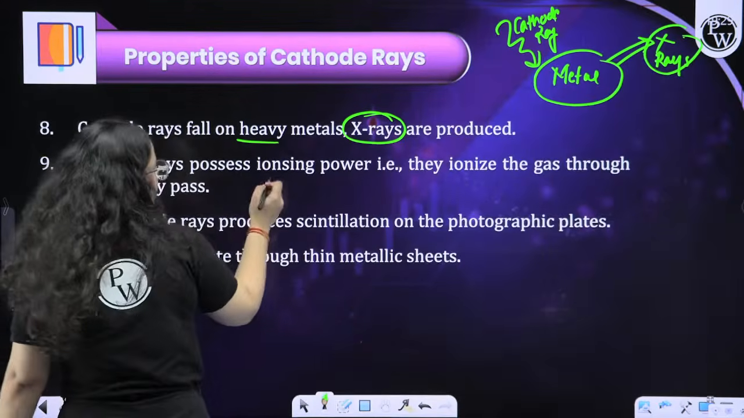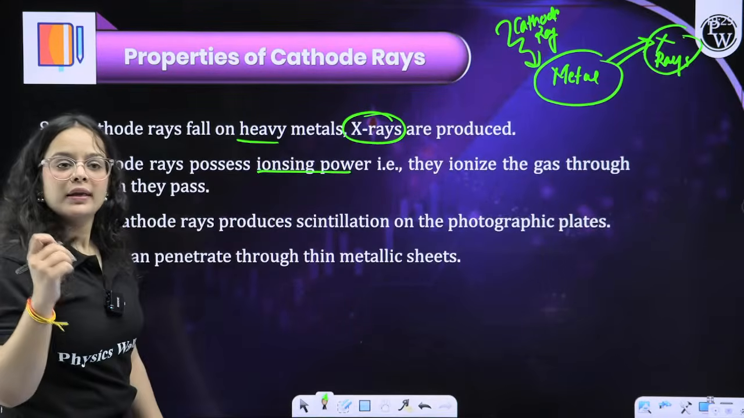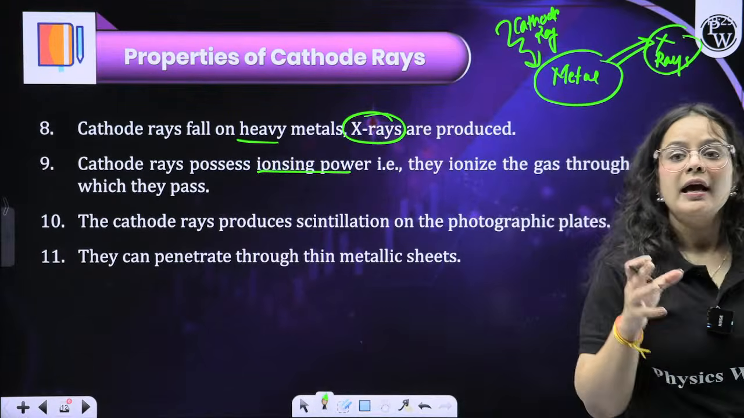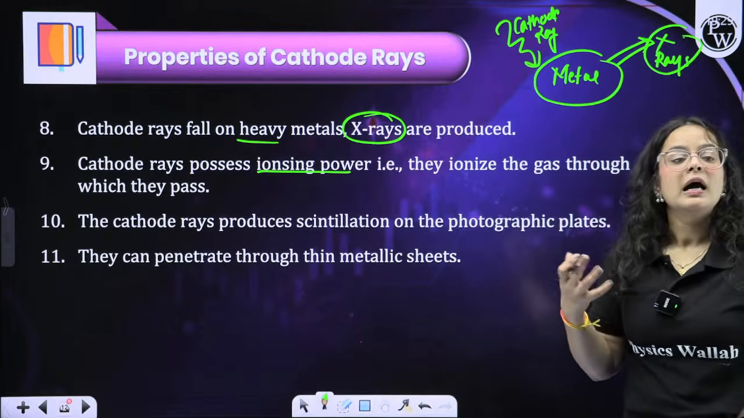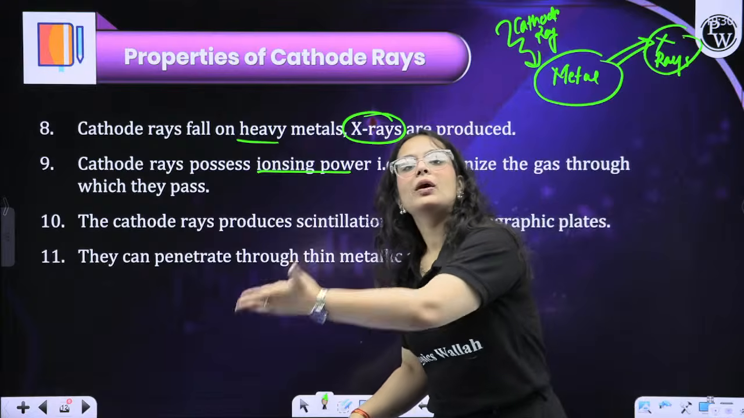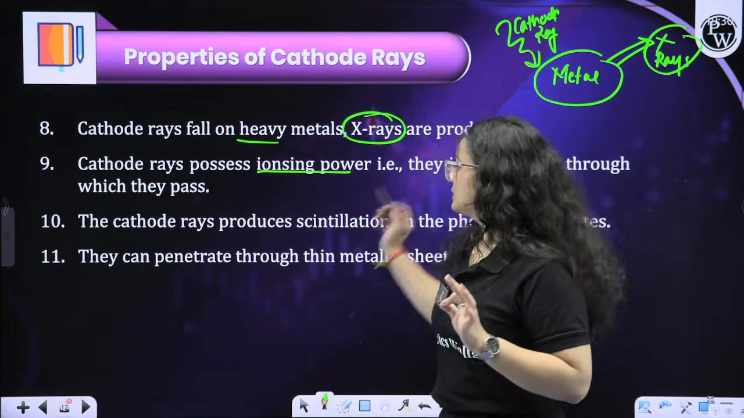Moving on to the next property, that is the ionizing power. What is the meaning of this? Cathode rays have a huge tendency of showing ionizing power. Right now I told you that cathode rays can easily ionize other gases as well, right? So this is another property.